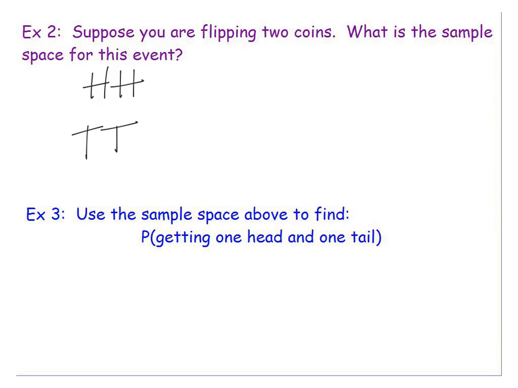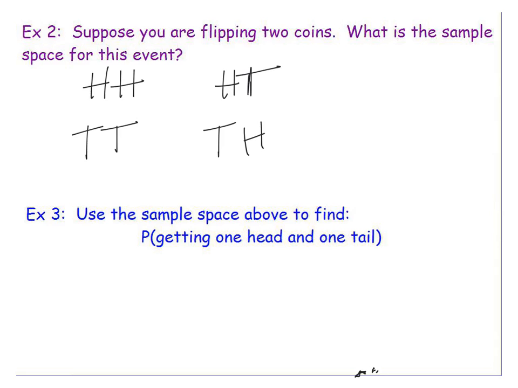But then the penny could be a head and the dime a tail. Or the penny could be the tail and the dime could be the head. Now, we are going to use this sample space to answer a probability question. What's the probability of getting 1 head and 1 tail?